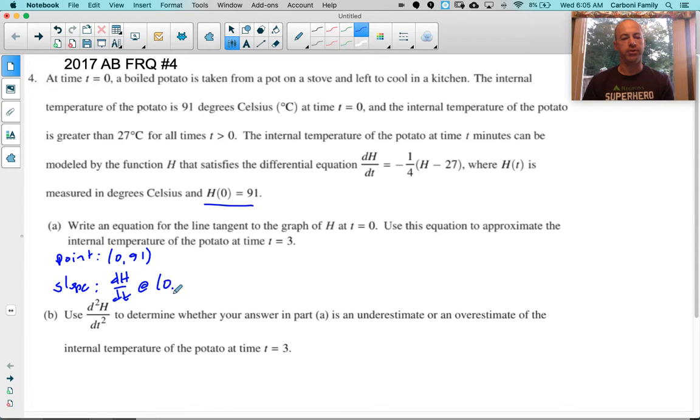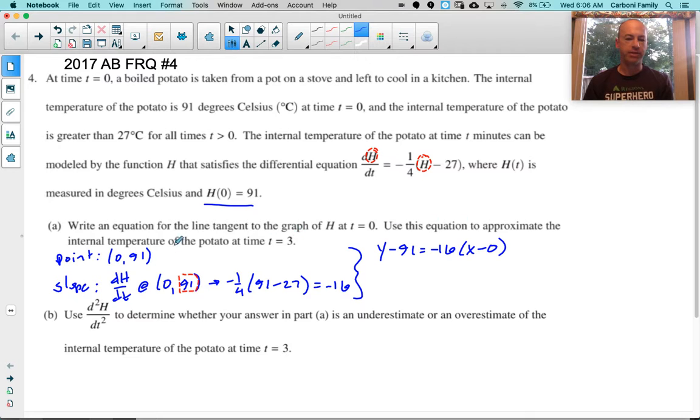at the point (0, 91), and what you have to be careful with is that dh/dt, the given derivative, is a function of the dependent variable. So we actually will plug in 91 to the differential equation. So this is going to be negative 1/4 of 91 minus 27. 91 minus 27 is 64. And 64 divided by 4 is 16. So we get a slope of negative 16. And so my tangent equation would be y minus 91 equals negative 16 times (x minus 0).